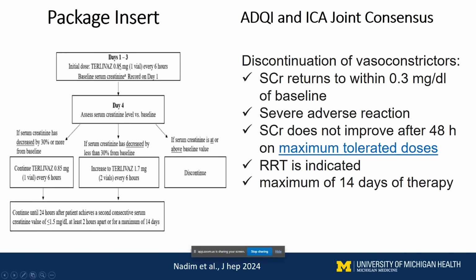So these are the discontinuation criteria. The vasoconstrictor recommendation from the ADQI and ICA Joint Consensus is to stop when serum creatinine returns to within 0.3 milligrams per dL of baseline, as opposed to less than 1.5 in the package insert. Also stop if they have severe adverse events, which is a no-brainer, if serum creatinine does not improve after 48 hours of maximum tolerated dose, if they progress to RRT or renal replacement therapy, or after a maximum of 14 days of therapy.